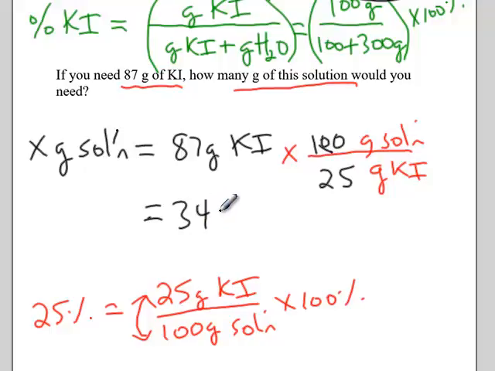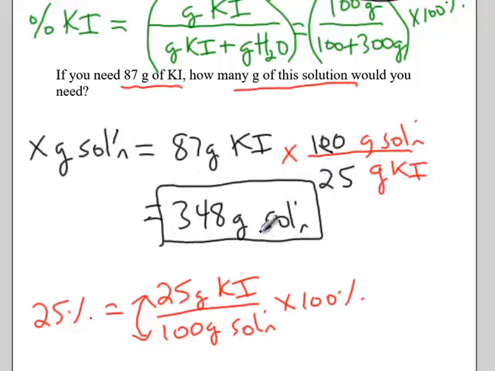Gives me an answer of 348 grams of that solution. So if I measure out that much solution, I'll know I have 87 grams potassium iodide.